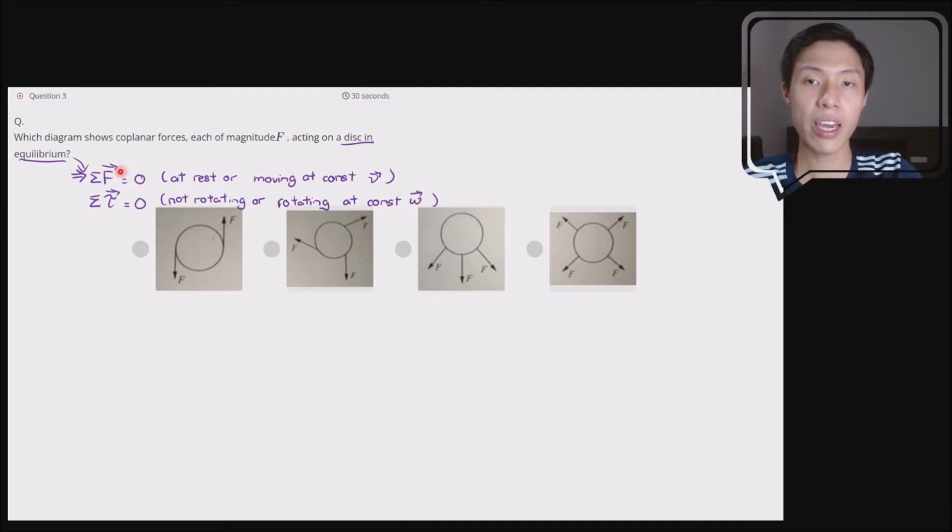So now let's look at the first criterion, which is sum of force equals 0. You should expect any force pointing up to be balanced by a force pointing down. Any force pointing to the right should be balanced by a force pointing to the left. If you look at the first diagram here, there is a force pointing up and it is balanced by the force that is pointing down. So you take up plus down, positive plus negative, both with the same magnitude, and your answer will be 0. So this one fulfills sum of force equals 0.